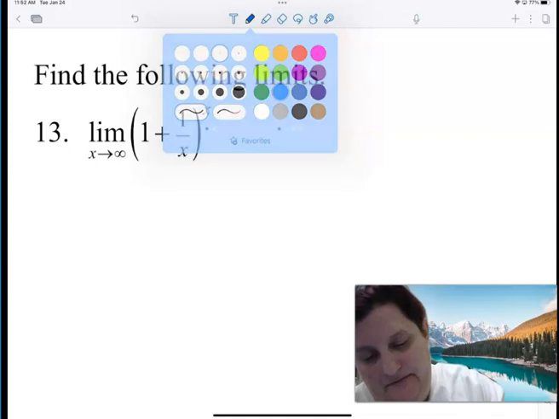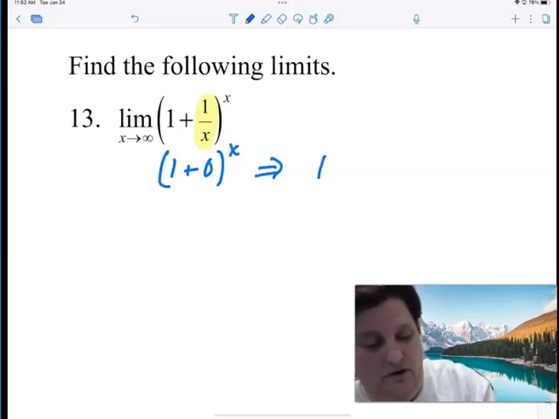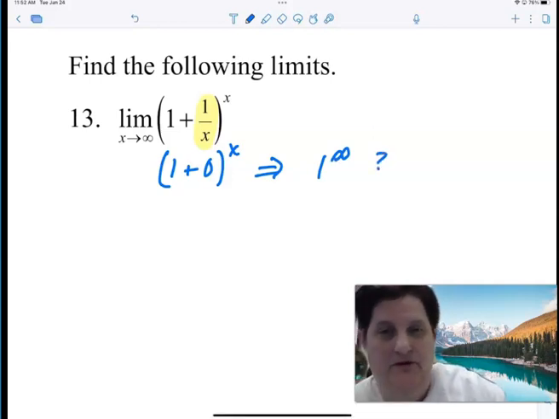Let's see if we can find a couple of these limits. We talked about how 1 over infinity is 0, so this ends up looking kind of like 1 to the infinity, which is indeterminate, right? Well, I'm going to show you how we can find this limit using our calculator.